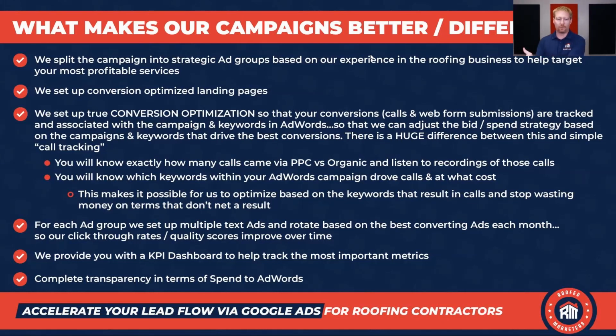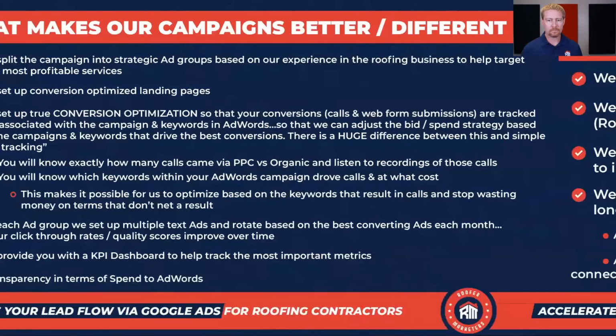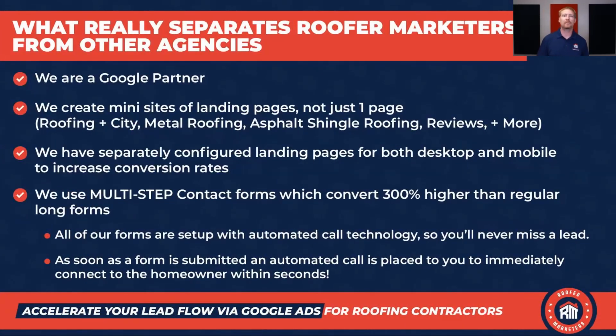But what we also ask back to make our campaigns even better is the actual sales data from your company. So for each ad group, we set up multiple text ads. We rotate them to see which ads convert the best. We provide you with a KPI dashboard to help you track all these things, and we have complete transparency in that ad spend. We're a Google partner, right? That means that Google has certified us based on the amount of ad spend that we manage and the performance of that ad spend.